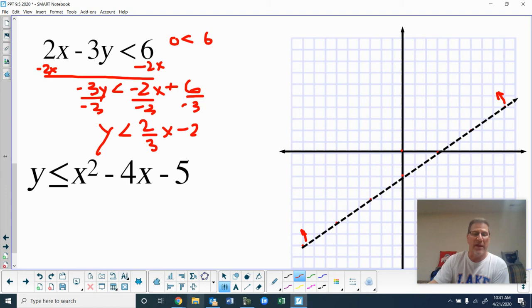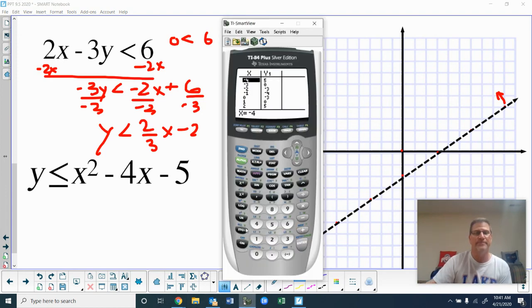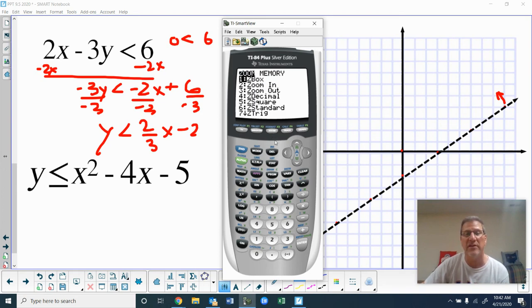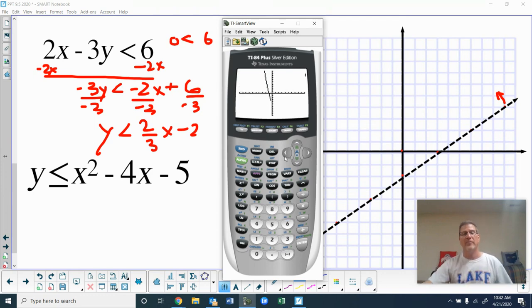All right, for this parabola, I'm going to go back to my calculator, hit my y equals, clear it out, and put that one in. X squared minus 4x minus 5. And hit graph. Remember, if your graph's not coming up, hit zoom 6, zoom's up top there in the middle, 6. That gets you this graph right there.